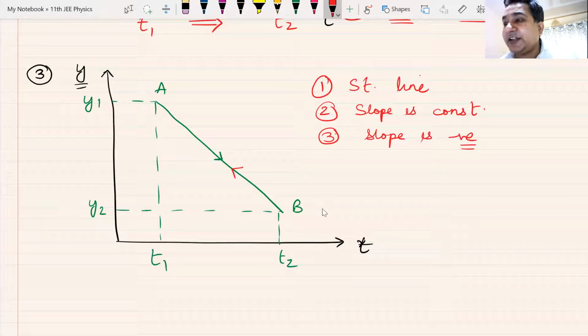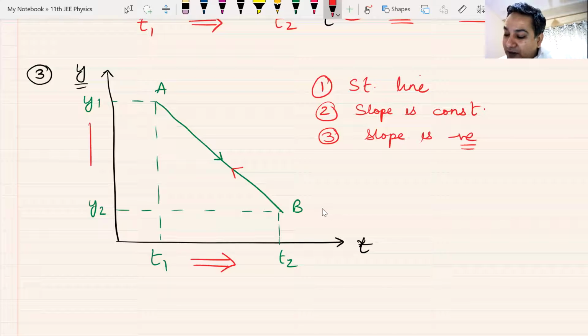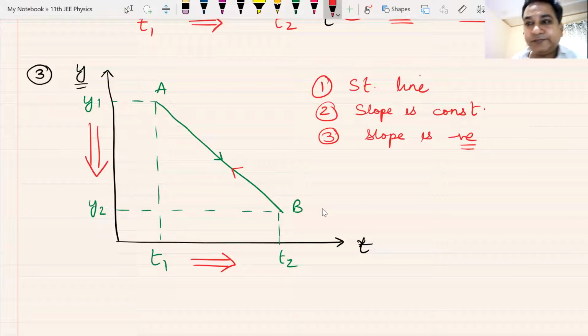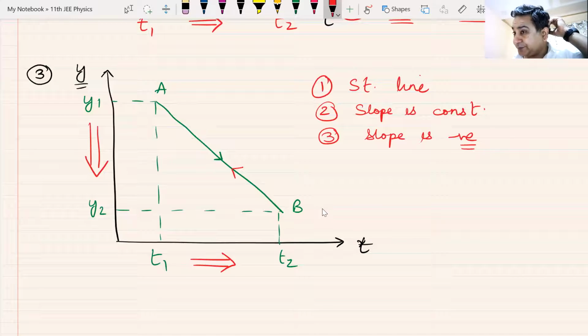How do we understand it is negative? See, I'm going from A to B. Time is increasing. Time can only increase. It cannot decrease. But look at the value of y. Y is going down. T increases, y decreases. Inversely proportional thing. Slope is negative. Am I clear?